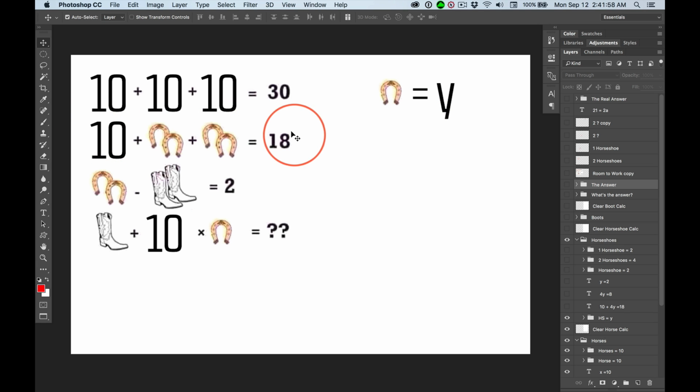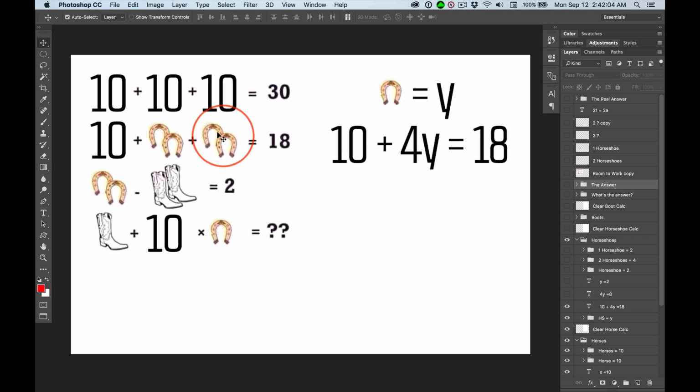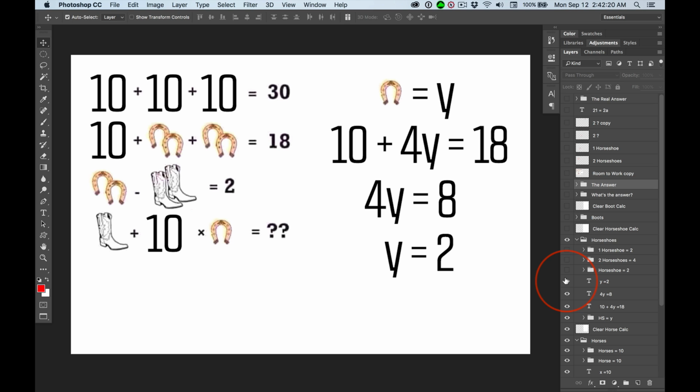So here's our equation, and you can kind of look at this and know the answer. I kind of skipped a step here. It's really 10 plus 2y plus 2y equals 18, but 2y and 2y is 4y. So let's simplify that by subtracting 10 from both sides and then dividing both sides by 4, and we get y equals 2. And if the horseshoe equals y and y equals 2, then a horseshoe equals 2.